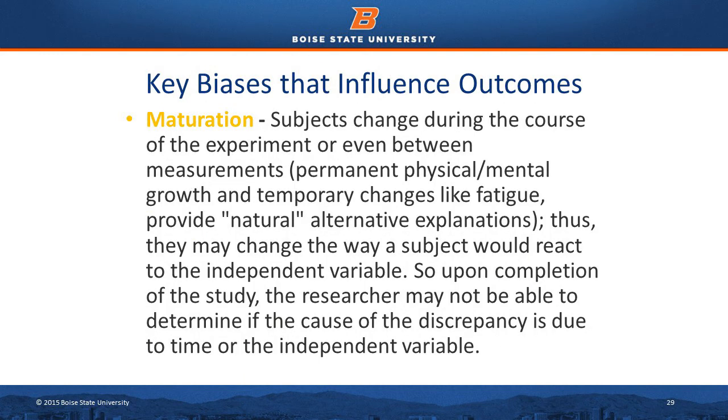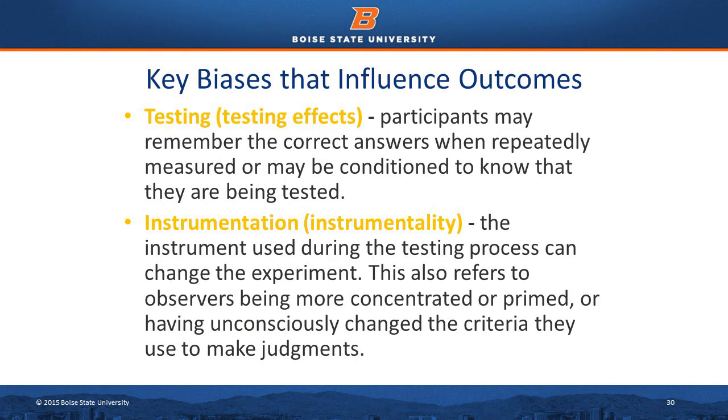The bias of maturation is a major consideration when we are using pre- and post measures. For example, when we examine the reading levels of children before and after an intensive reading program, we must consider the bias of psychological and physiological maturation or growth that may attribute to the changes in the reading abilities and not the intervention.